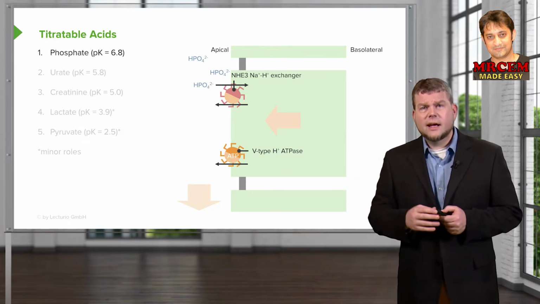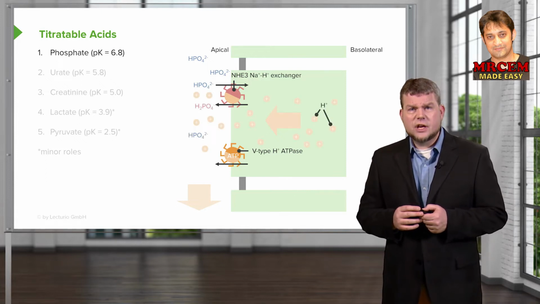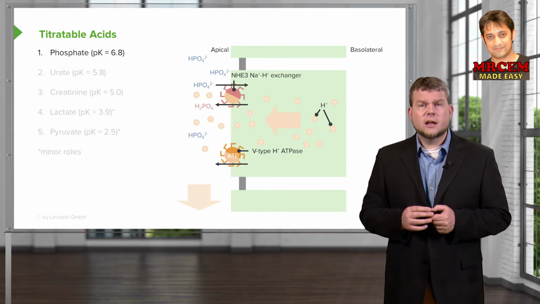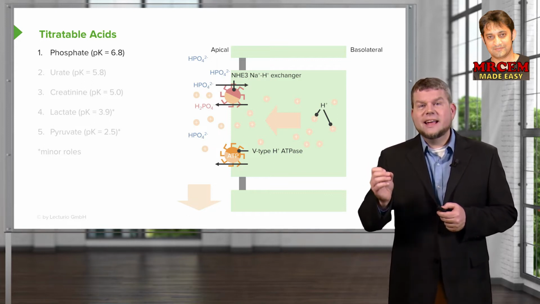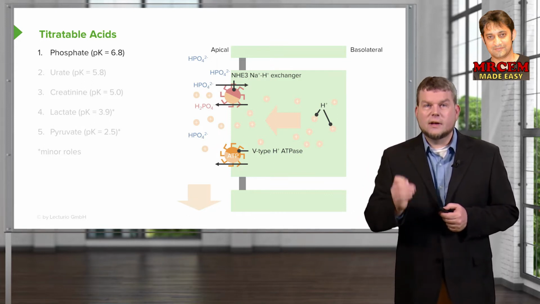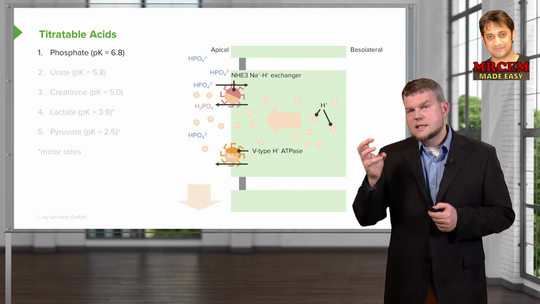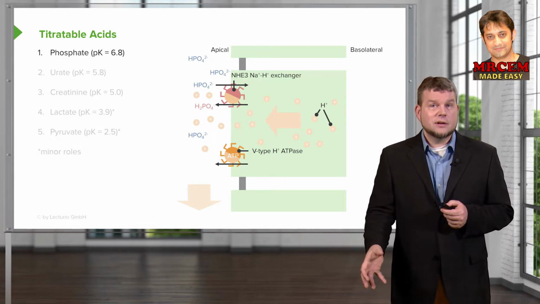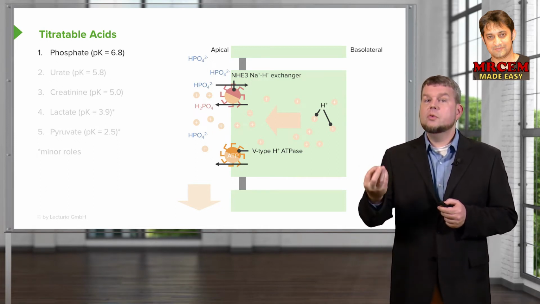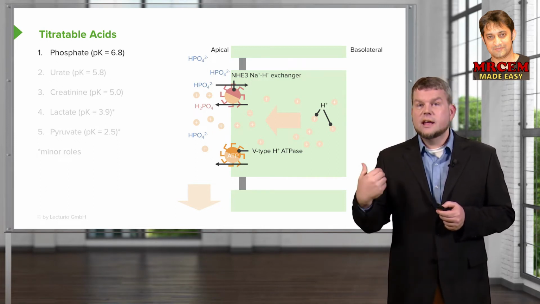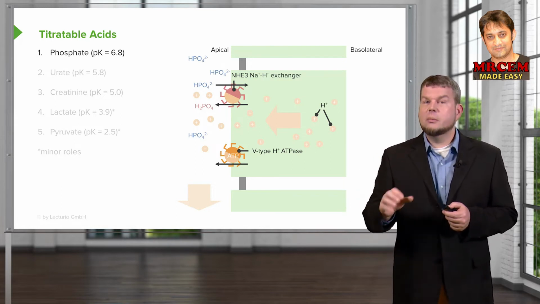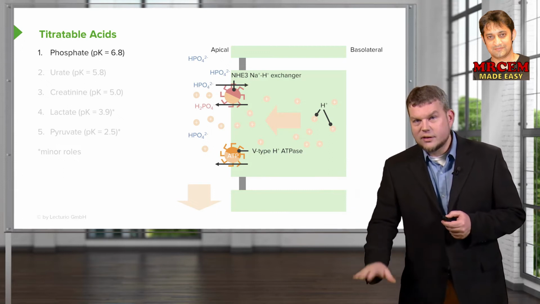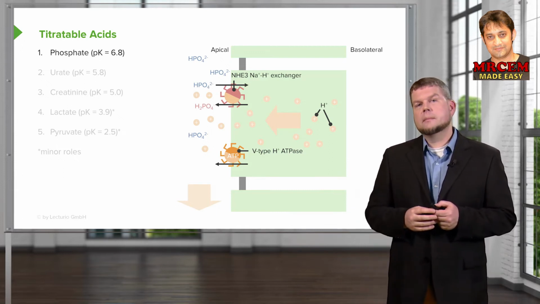You will kick out a hydrogen ion from the hydrogen ion exchanger or from the V-type hydrogen ion pump. It will bind then to phosphate. Once it's bound as phosphate, you can urinate it out. So this is how you can remove a hydrogen ion, is you push it across the apical membrane, have it bind to something, and then have it be removed from the system.